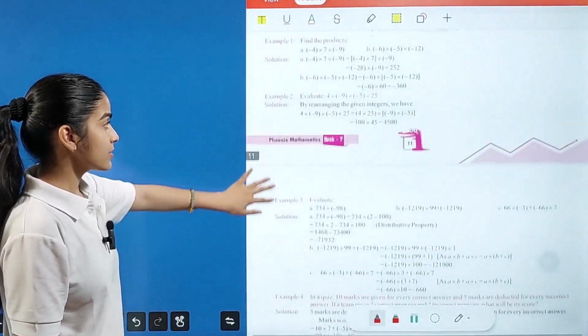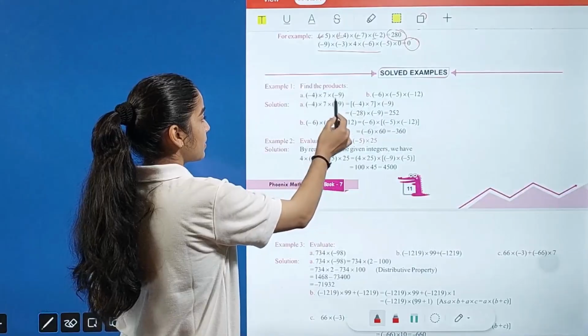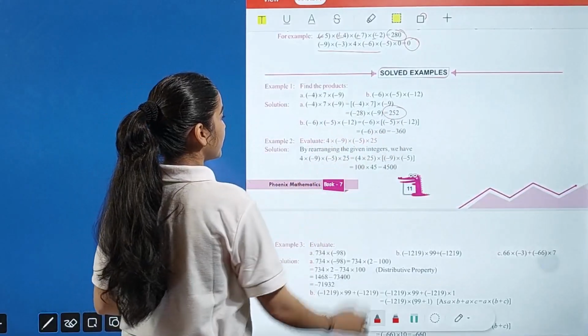Now we have some examples. Find the product of minus 4 multiplied by 7 multiplied by 9, which is equal to minus 252.